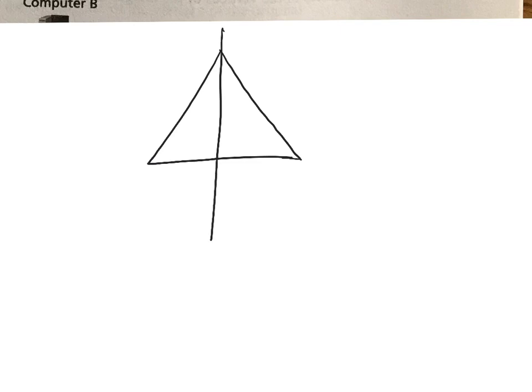What about an equilateral triangle? How many? 2. 1. There's 1 and it's vertical. Who said 3? You're correct. 1, 2, and 3.